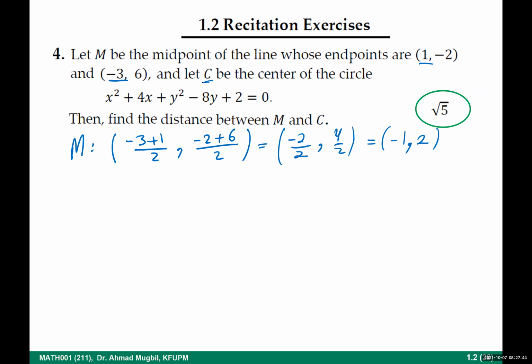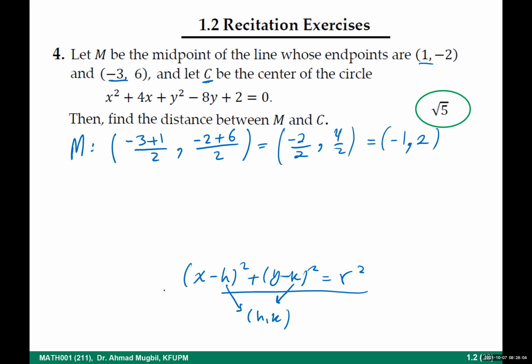And let C be the center of this circle. You know that if the circle is x minus h all squared plus y minus k all squared equals r squared, the center will be h and k. This will be the center. So this one is not written in the standard form. This is the standard form. This one is written in the general form. To go from the general form to the standard form, what should we do?